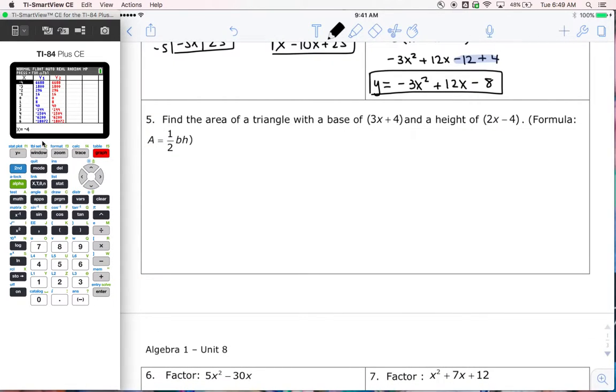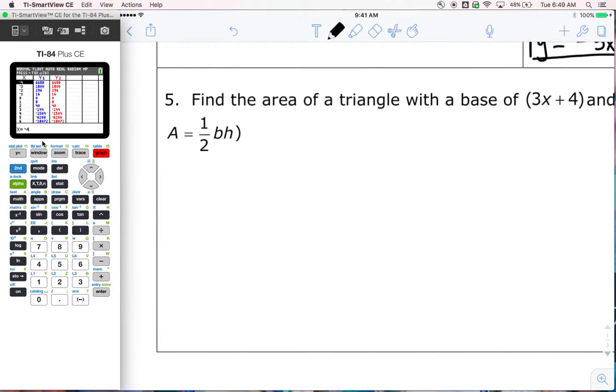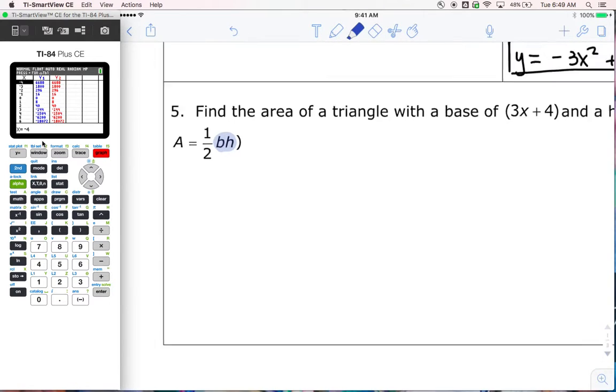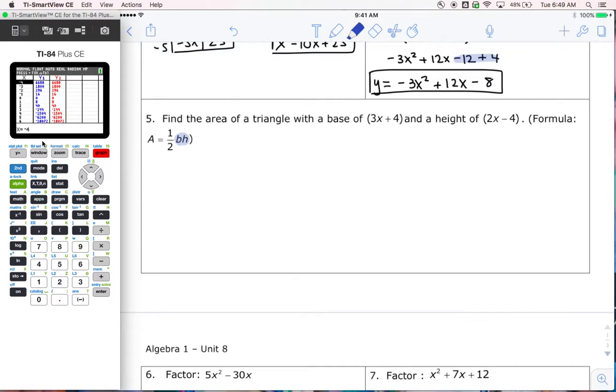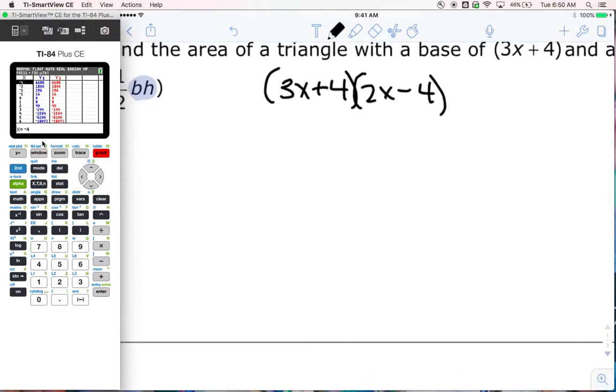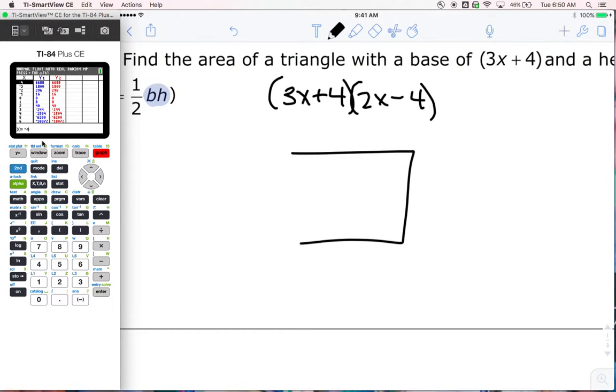Problem 5, find the area of a triangle with a base of 3x plus 4 and a height of 2x minus 4. And it gives you this formula right here. What I want you guys to notice is that it still has base times height. It has this 1/2 in the front, but it still has base times height. So before I do anything else, I'm just going to go ahead and multiply the base times the height. So I'm going to have my 3x plus 4 times 2x minus 4, and I'm going to do my box method, and I'm just going to get this out of the way here real quick.